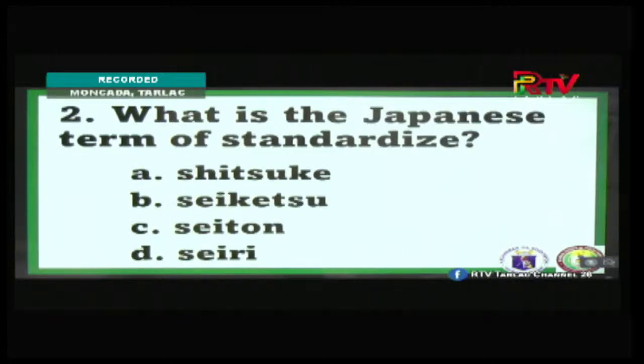For number 2, what is the Japanese term of standardize? Is it A, shitsuke, B, seiketsu, C, seiton, D, seiri? Number 2, what is the Japanese term of standardize? Is it A, shitsuke, B, seiketsu, C, seiton, D, seiri?